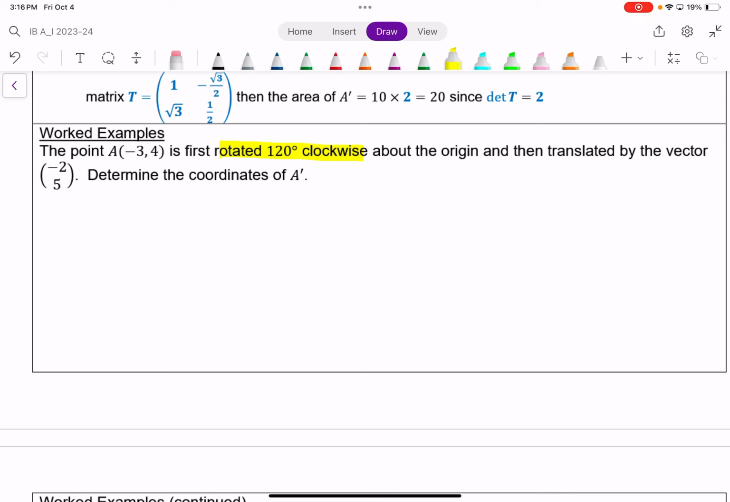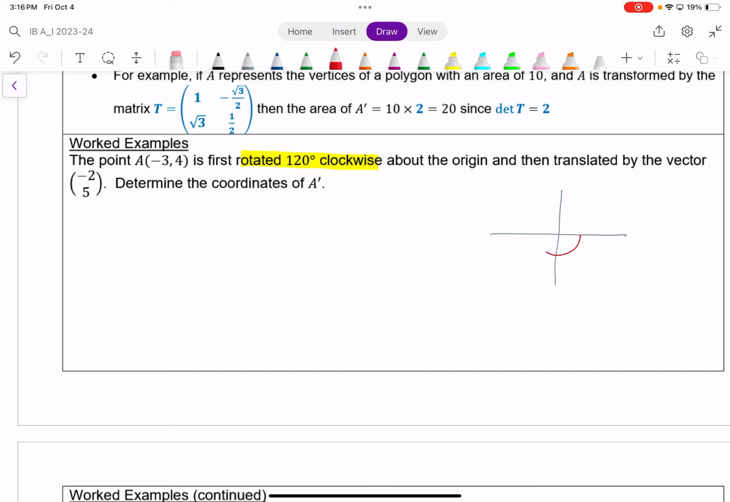Well, first, let's think about the transformation, 120 degrees clockwise. Let's think what that means. Clockwise, again, about the origin, so that's going this way 120 degrees. However, as we've seen, by convention, when we're working with a rotation, we want to stick to a positive angle only. So let's think of the angle instead of 120 degrees clockwise as 240 degrees anti-clockwise or counterclockwise. It is the same thing, but we are encouraged to think about it that way.